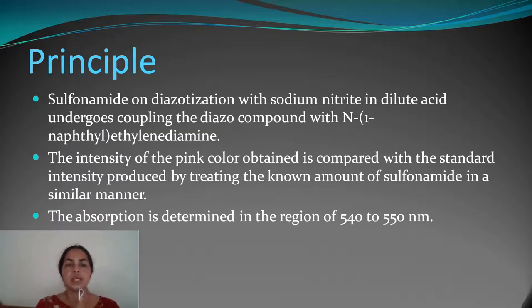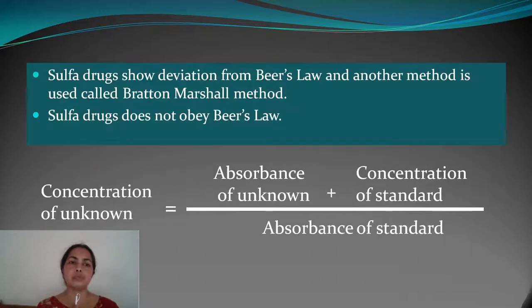In case of the diazotization reaction, here sulfonamide along with sodium nitrite in dilute acid undergo coupling, and there is formation of a diazo compound with N1-naphthyl ethylene diamine. The colored intensity which will be produced by the standard will be used as a reference, and along with that, we will compare the intensity produced by the unknown sample. Generally the absorption for this experiment is determined in the region of 540 to 550 nanometer.